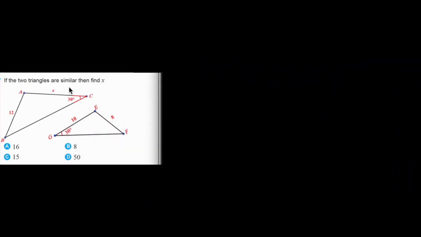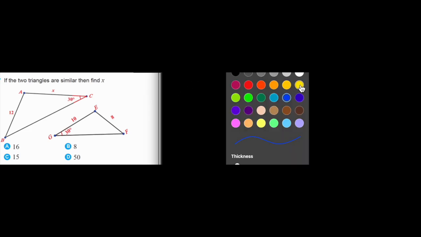Okay, if two triangles are similar, then find the length of AC or X. As you know, we have two triangles. The angle of measure 30, which is G in the first triangle, is opposite to the angle of measure 30 in the second triangle, which is C. And also we have the obtuse angle, which is E, opposite to the obtuse angle in the other triangle, which is A. And the third vertex, which is F, is corresponding to B.